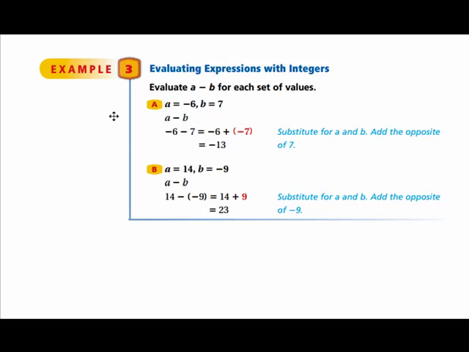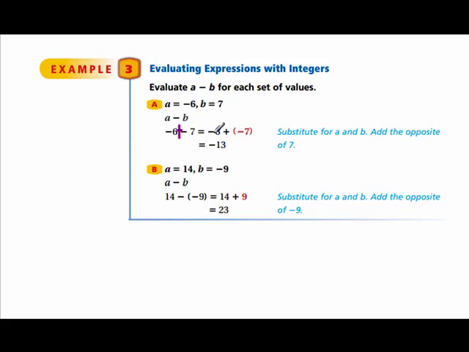All right, we're going to be evaluating expressions with integers. Once again, we're great at evaluating expressions. So when we are evaluating a minus b for each set of values, let's go ahead and get that done. Here they want a to be negative 6. Okay, a is negative 6. And they want b to be 7. So b is 7. But let's change that to an addition problem. So I'm going to go ahead and put my adding sign in. We're adding negative 6 plus negative 7 now, instead of negative 6 minus 7.